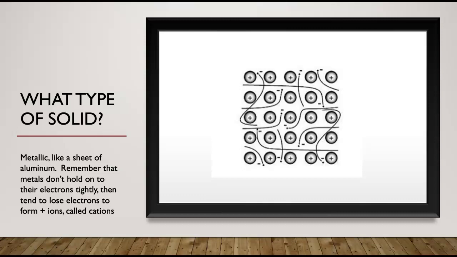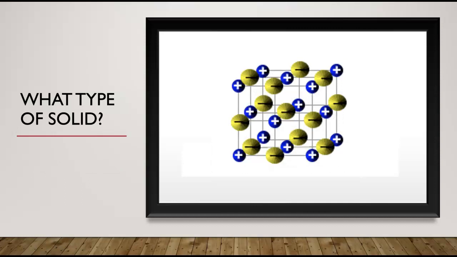Remember, metals don't want to hold on to their electrons. They just want to give them away. This is why metals are good conductors of heat and electricity, because they allow their electrons to just run wild. So these positive circles you see here would be the protons in the nucleus, or the nucleus of those atoms. How about this type of solid?